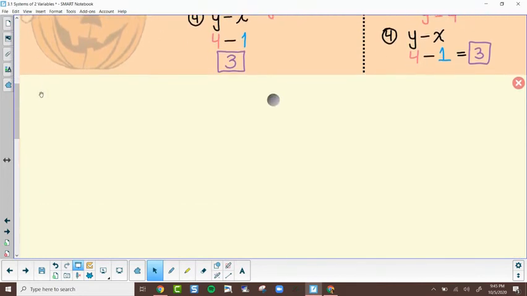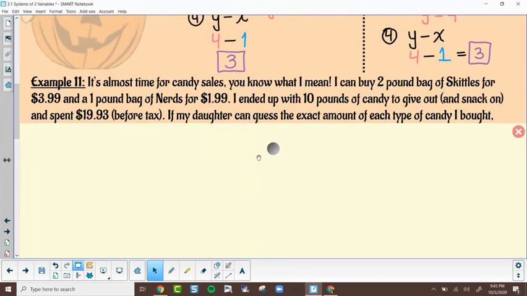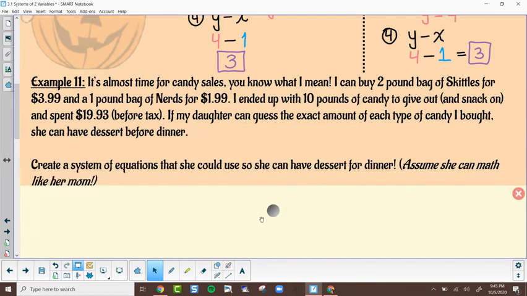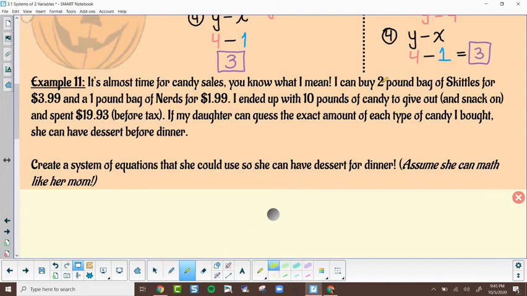All right, the very last thing we're going to do is take a look at how to write systems. We're only going to write them, so we're not going to solve these yet. This one says it's almost time for candy sales. So I buy a 2 pound bag of Skittles for $3.99, and then I'm buying a 1 pound bag of Nerds for $1.99. I end up with 10 pounds of candy to give out and potentially snack on, and I spend $19.93. That was before tax.